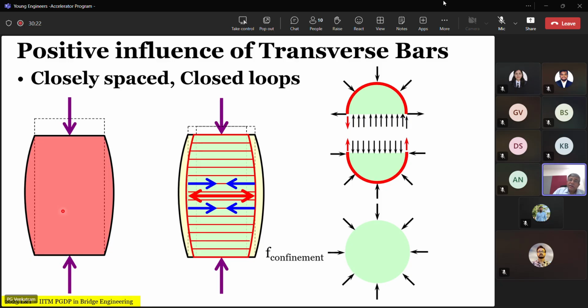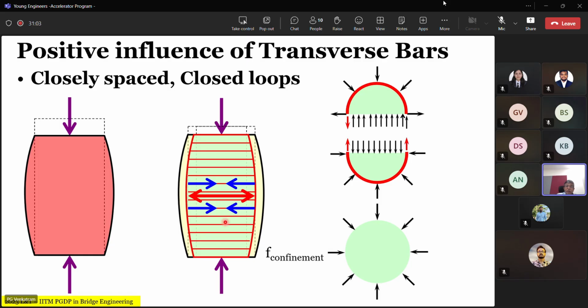Now, the effect of confinement has got another aspect to it. As we saw last time, when you apply compression to concrete, one, it undergoes an axial deformation, and second, it undergoes a transverse bulging or transverse extension. We call that Poisson's effect. But once you have confining steel, you will notice two things happen to concrete. The amount of axial strain also reduces, and the amount of transverse bulging also reduces. Both of them reduce.